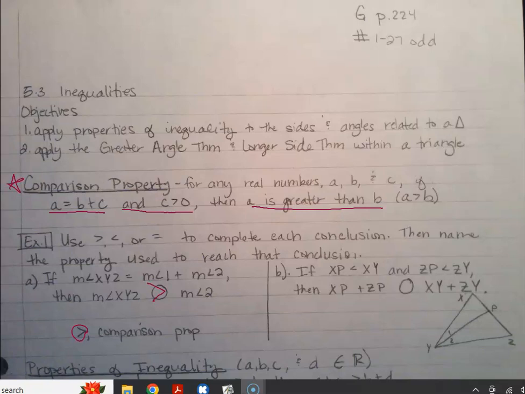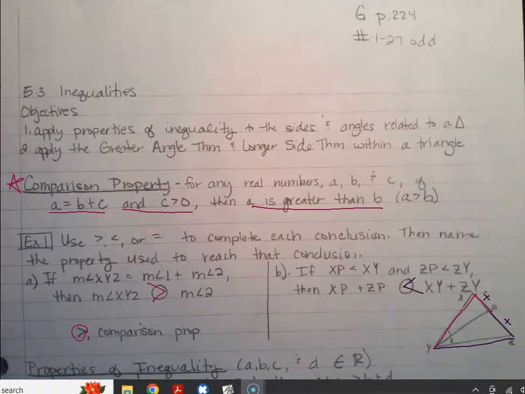How about B? This time we're looking at sides. So if XP is less than XY, and ZP is less than ZY, then XP plus ZP. So if we add this side and this side, what do you know that is in comparison to XY plus ZY? Greater, okay, XY and ZY would be greater. So what symbol would we put in there? Less than, you got it. Absolutely. So that would be less than.